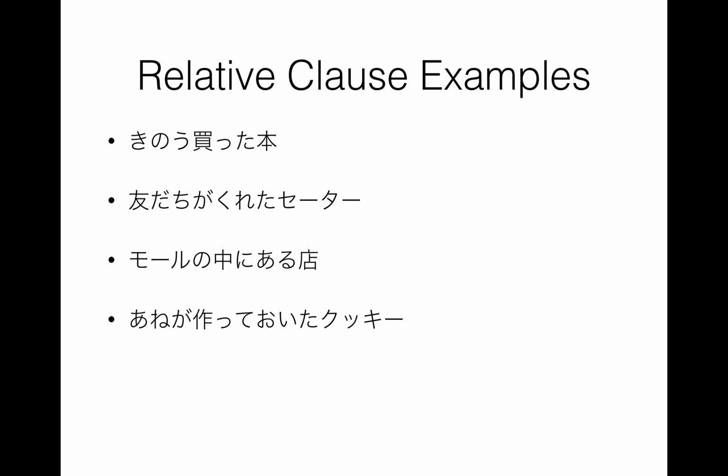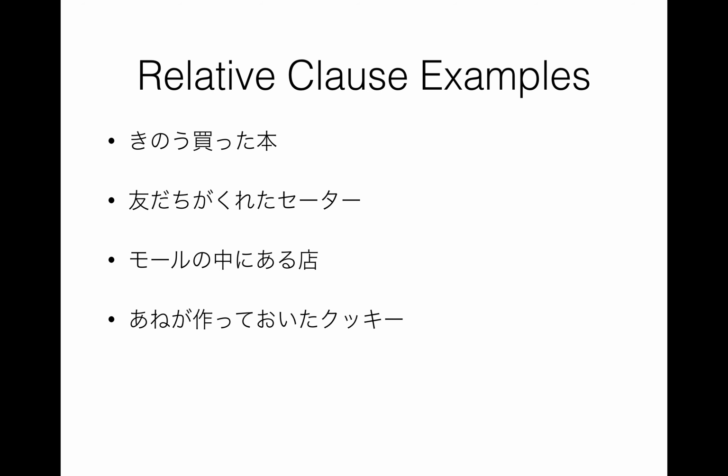The final example combines the te oku grammar point that you previously studied. Ane ga tsukutte oita kukkii, the cookies that my older sister baked in preparation for something or some event. Ane ga tsukutte oita kukkii o ashita no paatii ni motte ikimasu. I will bring the cookies that my sister made to the party tomorrow. The te oku form in this instance refers to her having made them in advance, in preparation for the party to which I will bring the cookies tomorrow.